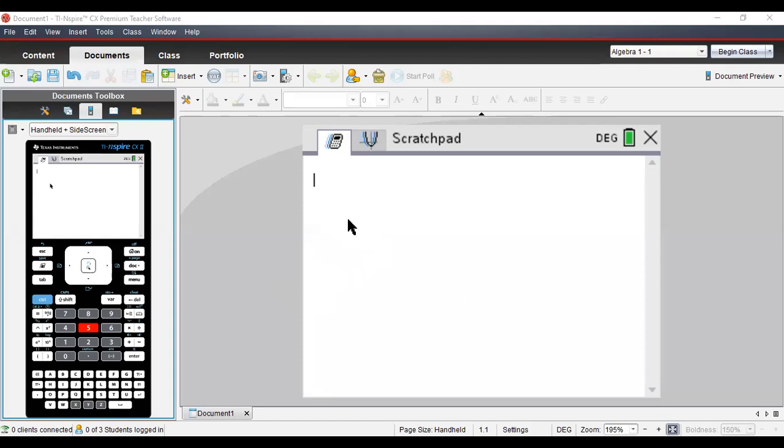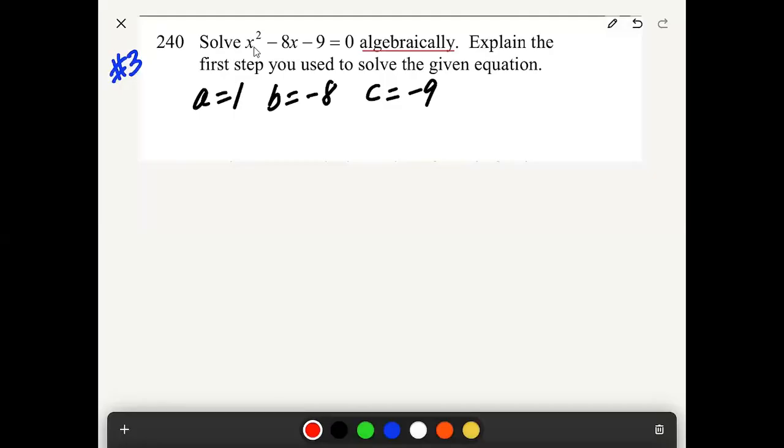First thing, I need my iPad. Okay, so look, we've got a quadratic equation, x squared minus 8x minus 9 equals 0. And they said solve this algebraically. And then it says explain the first step you use to solve the given equation.